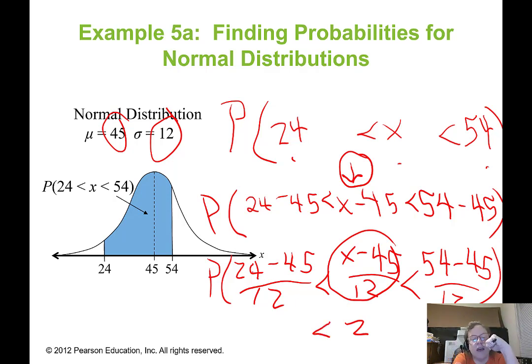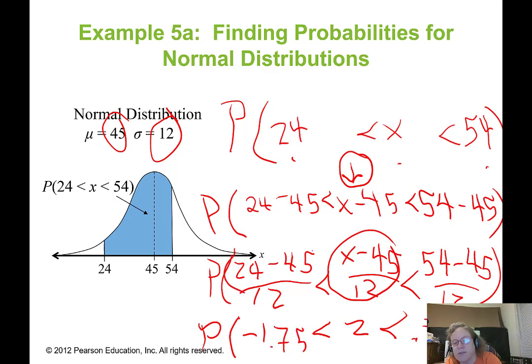24 minus 45 is negative 21 over 12, I believe. Hope I got that right. And then 54 minus 45, that's going to be 9 over 12, or 3/4. Okay? 54 minus 45 is 9. 9 over 12 is equivalent to 3/4, or 0.75. The 21 over 12, let's see, that's going to be 1 and 9/12, so that's actually going to end up being negative 1.75. Sorry, because that's a negative, right? Negative 21. Hopefully I did all that math correctly.